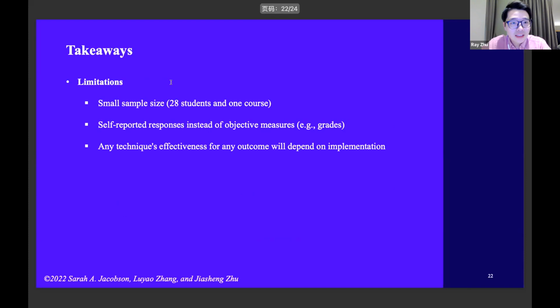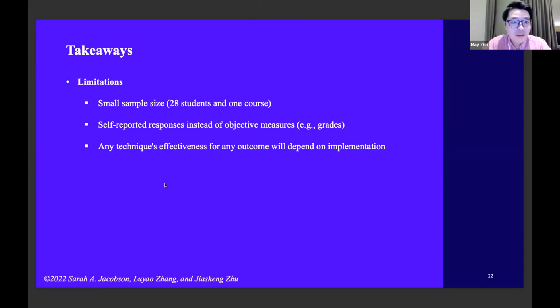Even though we have these great results, we do recognize our research has some limitations. So first, we have a relatively small sample size. And second, our data source is basically self-reported responses instead of objective measures such as grades. And also, it's important to mention that any technique's effectiveness for any outcome will depend on implementation.